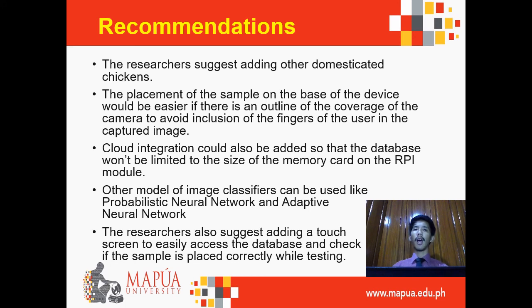Fourth, other models of image classifier can be used, like probabilistic neural network and adaptive neural network, which are more complicated than the support vector machines. Lastly, fifth, the researchers also suggest adding a touchscreen to easily access the database.